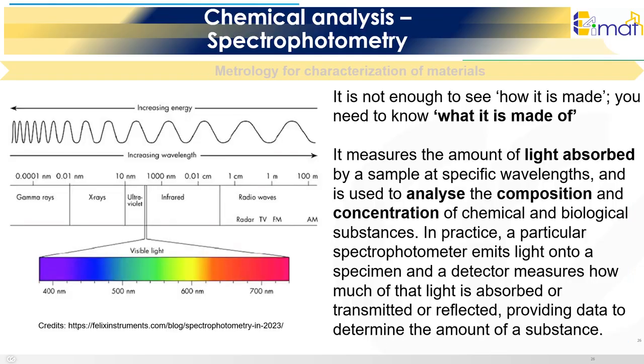Spectrophotometry measures how much light a sample absorbs at specific wavelengths, allowing determination of chemical composition and concentration. A spectrophotometer emits light onto a sample, and a detector measures the transmitted, absorbed, or reflected portion. This technique is fundamental for analyzing both biological and chemical substances in research and industrial contexts.